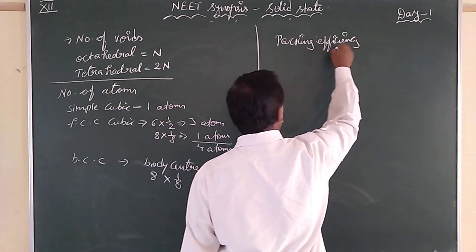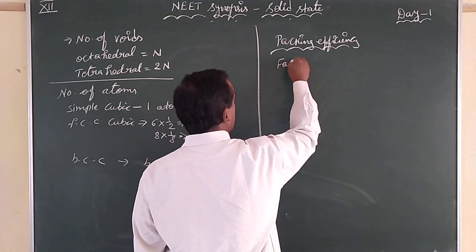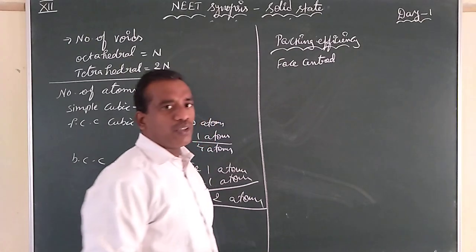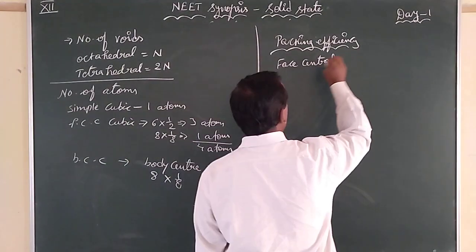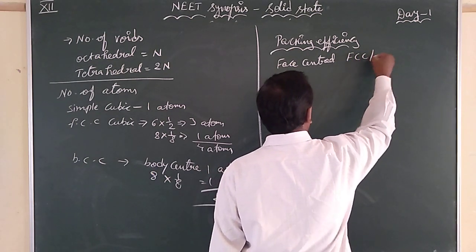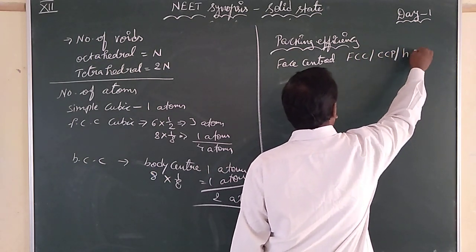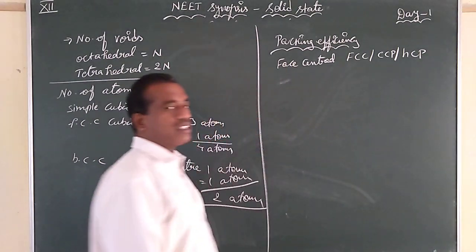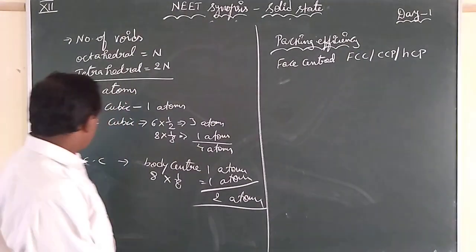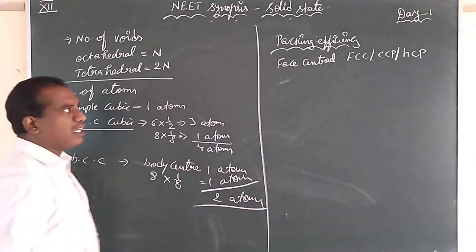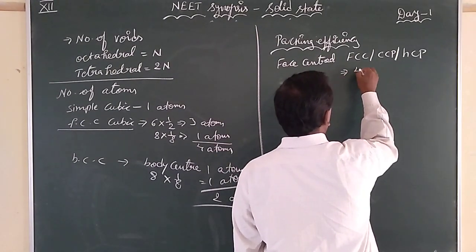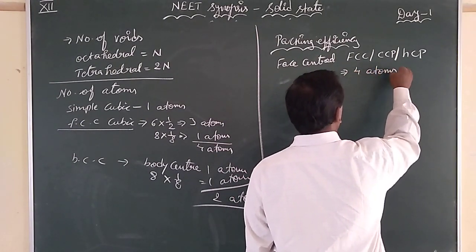Let us start with the face-centered type of unit cell. The face-centered type of unit cell is generally represented as FCC or CCP or HCP. In the face-centered type of unit cell, how many atoms are there, children? The total number of atoms is 4.